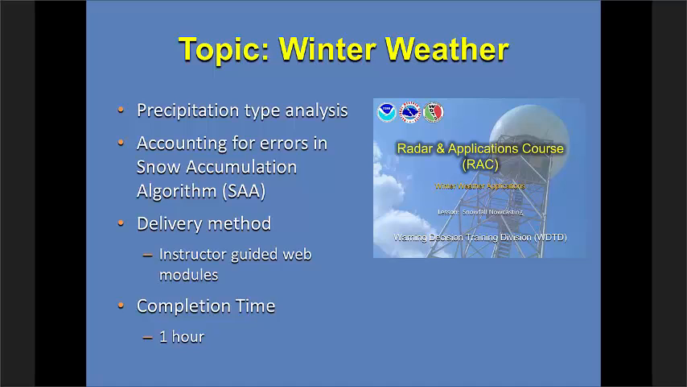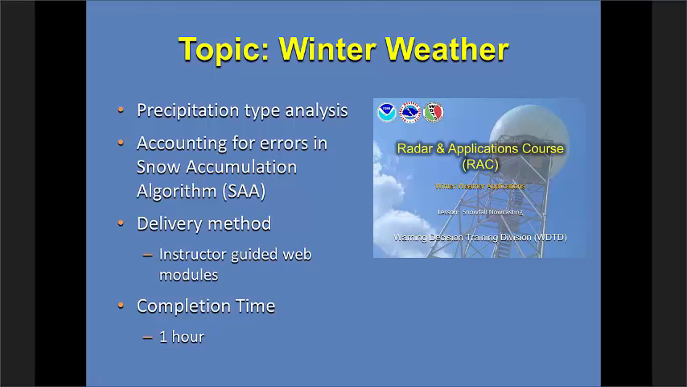Next is winter. This talks about precipitation type analysis. For example, you use dual pole to say, is it falling as rain? Is it falling as ice pellets? Is it falling as snow? What type of precipitation is this? Also, there's information about how to account for errors in the snowfall accumulation algorithm. Maybe the algorithm says we've had 7 inches falling, and it's really more like 10 or 12. Delivery method, instructor-guided web modules, completion time about an hour.